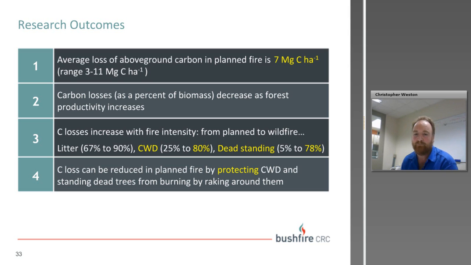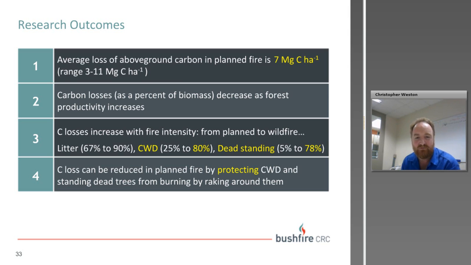In our future plans to model carbon losses at a landscape scale, we were interested in relationships between forest productivity and carbon losses, and we now know that carbon losses decrease as a percent of above ground biomass as forest productivity increases. And we can use these relationships in the future. We know that carbon losses increase with fire intensity, which is a reasonable conclusion.